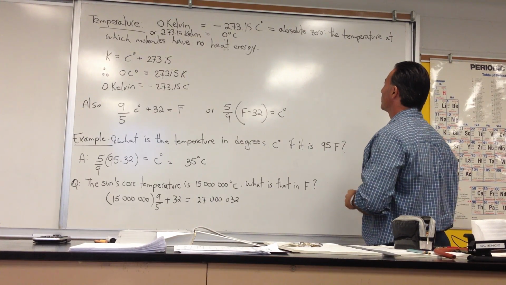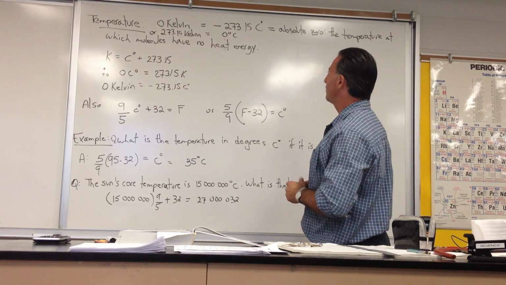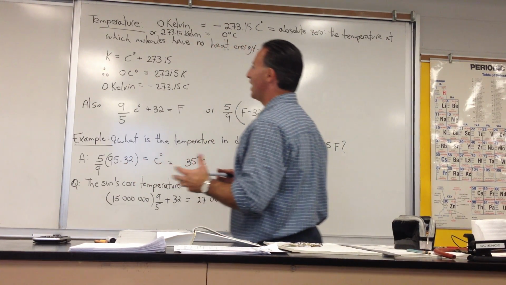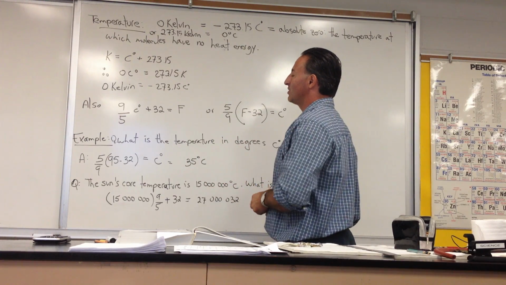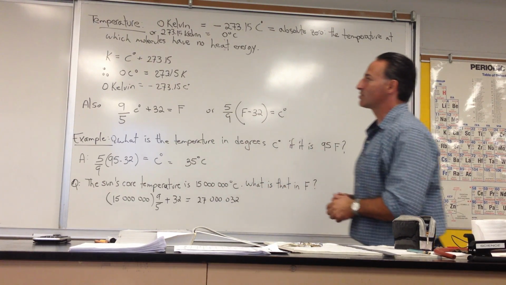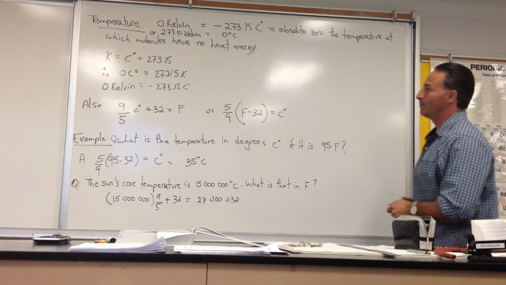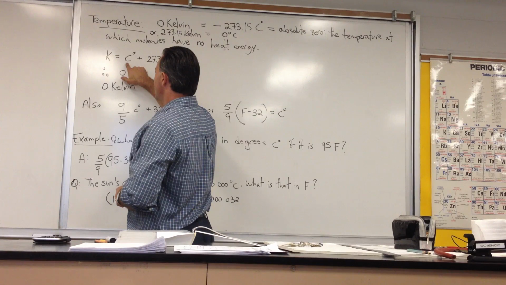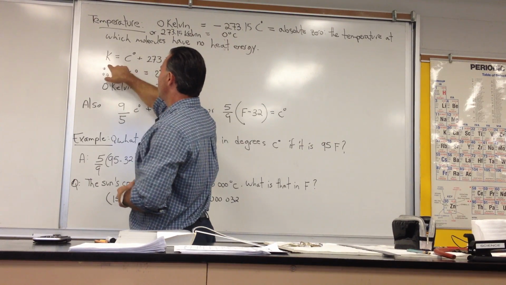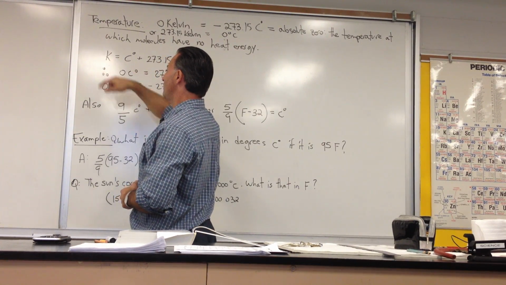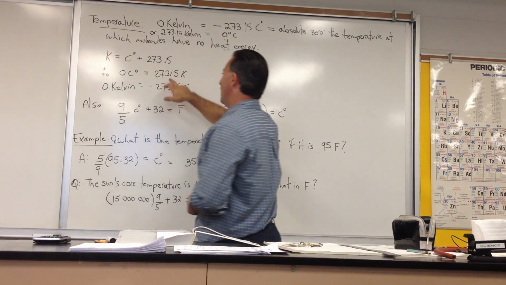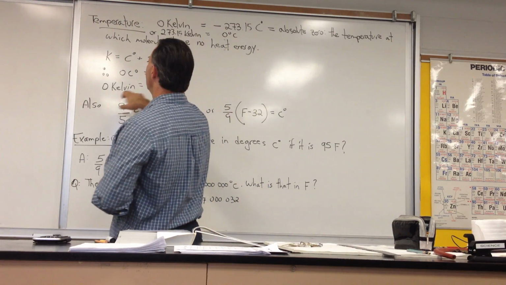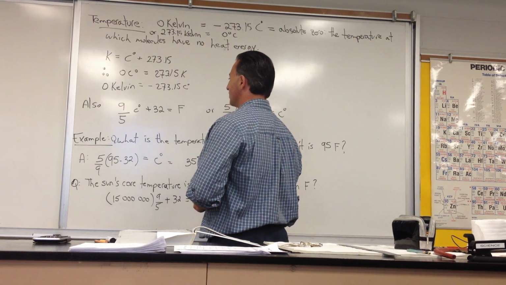At absolute zero, the molecules in any matter have no heat energy. You can't get colder than that because there's no heat energy left to take out. And all gases will turn into solids at that temperature. If you want to convert from Celsius to Kelvin, you take the Celsius temperature, you add 273, and it'll give you the Kelvin temperature. So if you're at 0 degrees Celsius, it actually equals 273.15 Kelvin. And if you're at 0 Kelvin, it equals negative 273 Celsius.